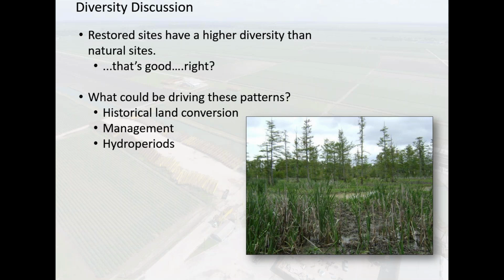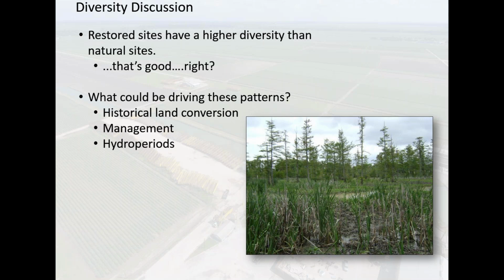There could be other things potentially driving these patterns. And when looking at this question, we see that our restored and our non-managed sites are different based on the plant assemblages that we see there. But what could, in fact, be driving these patterns? We think that it's based off of three main things: historical land conversion, management, and the hydroperiods.